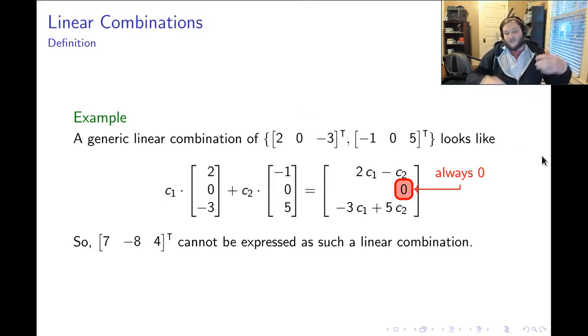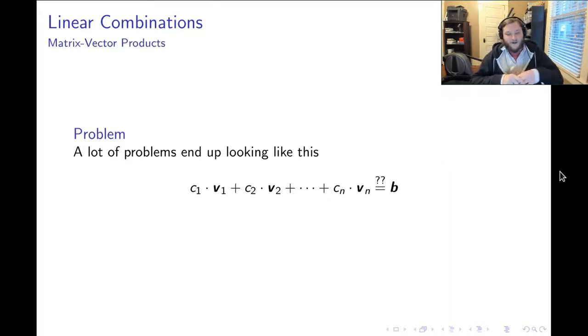So if we wanted to just start with these two particular vectors and then take linear combinations, we will produce all sorts of new vectors, but we'll never produce 7, negative 8, 4, for example. So we're sort of missing out on lots of vectors by only taking linear combinations of these two particular vectors. And this is an incredibly common situation in math. A lot of problems sort of boil down to that idea. So a lot of problems fit into this archetype.